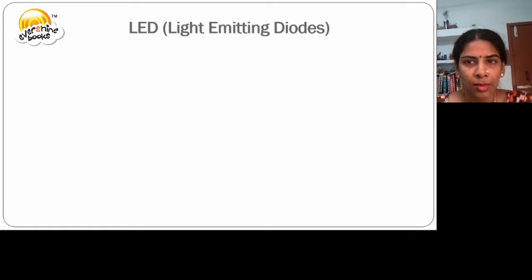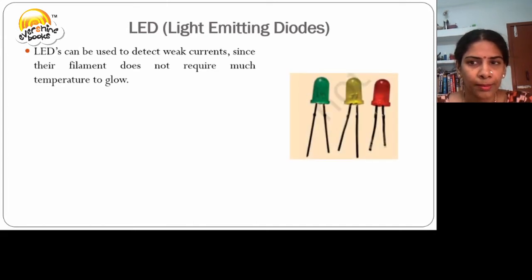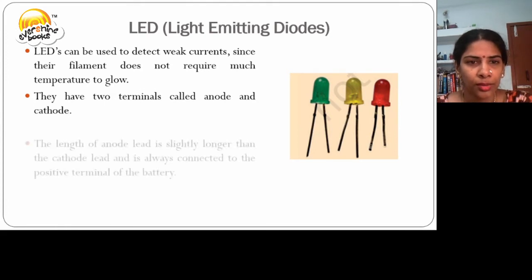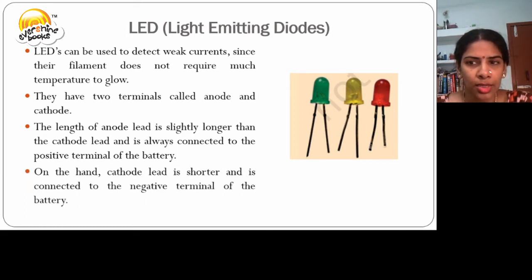LED, that is light emitting diodes, which we use currently in our houses. LEDs can be used to detect weak currents, since their filament does not require much temperature to glow. They have two terminals called anode and cathode. The length of the anode LED is slightly longer than the cathode LED, and it is always connected to the positive terminal of the battery. On the other hand, the cathode LED is shorter. It is always connected to the negative terminal of the battery.